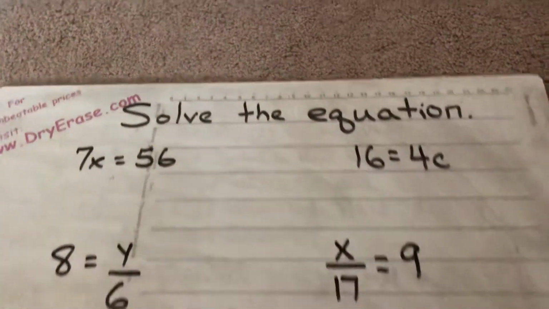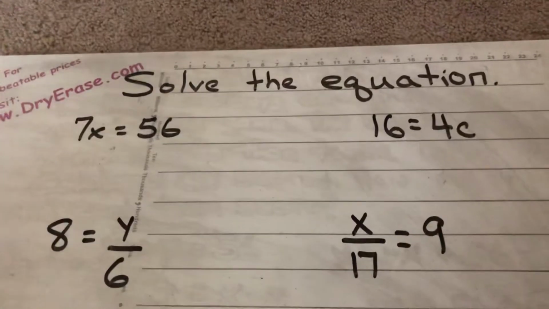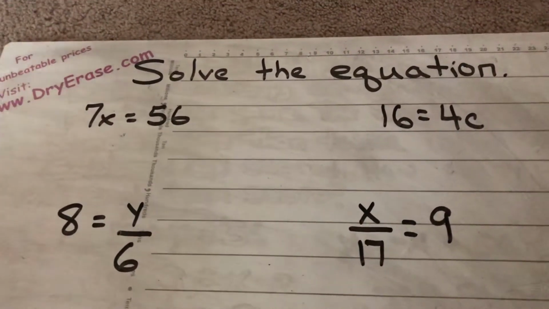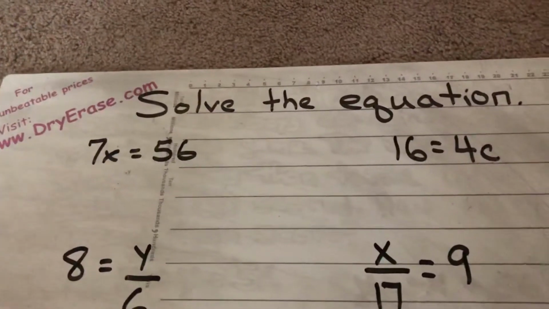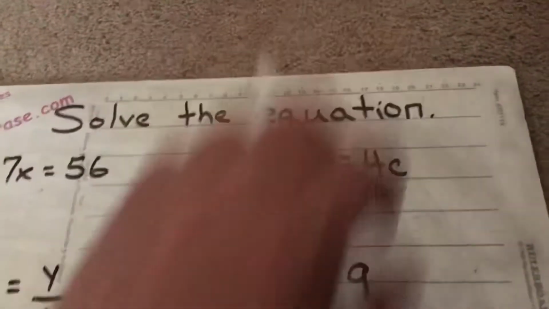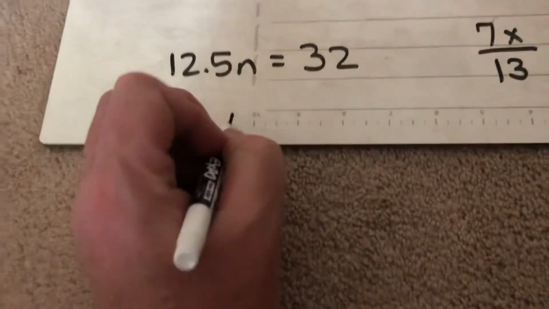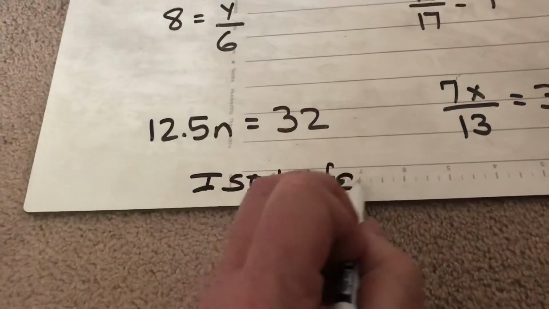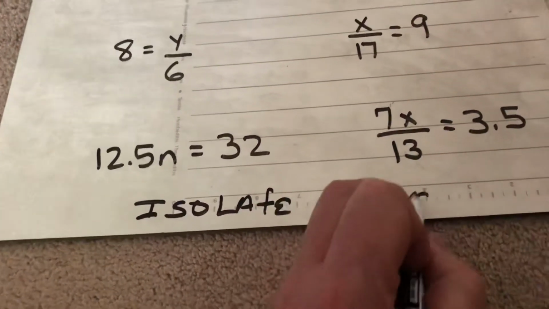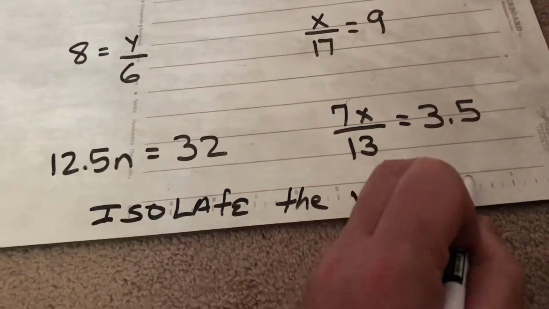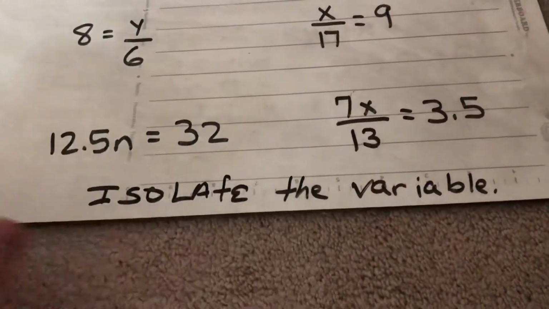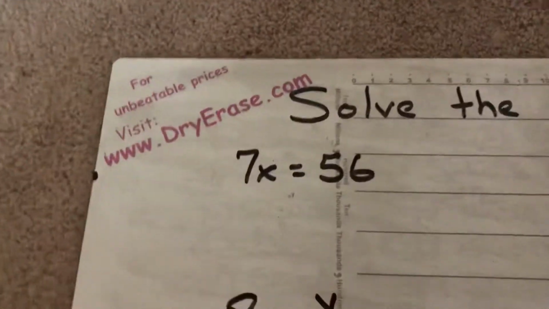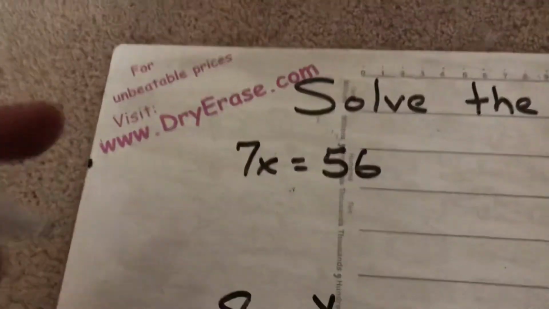All right, sixth graders, we're moving into solving equations today, multiplication and division equations. Yesterday, you'll remember in 6.2, we focused on this idea of isolating the variable. And we're going to be doing the same thing today, isolating the variable. So we have 7x equals 56. Remember, we want to isolate the variable.